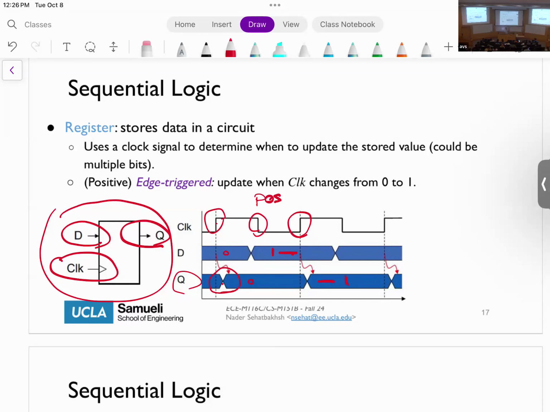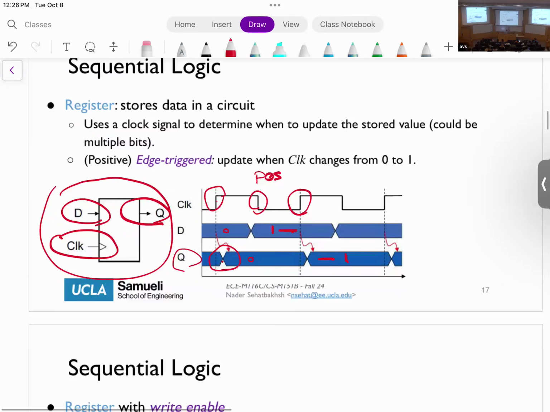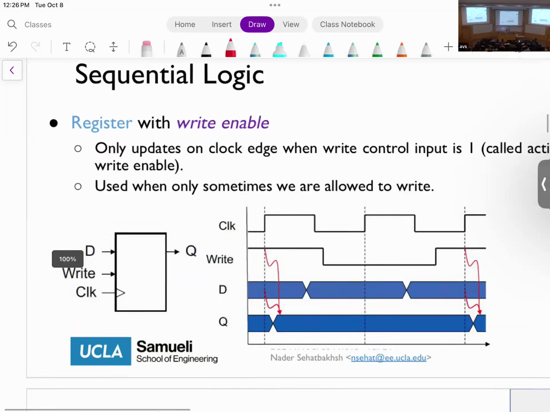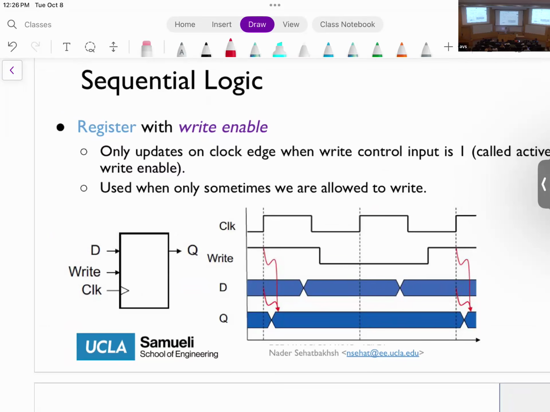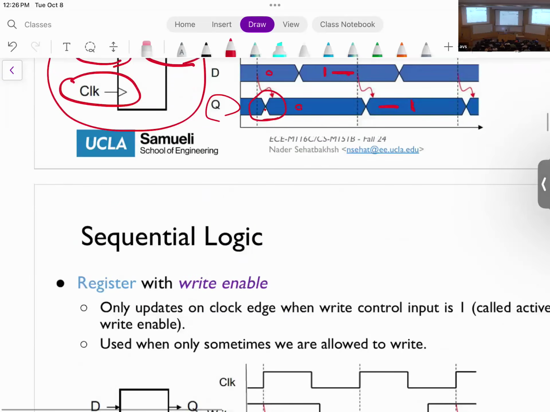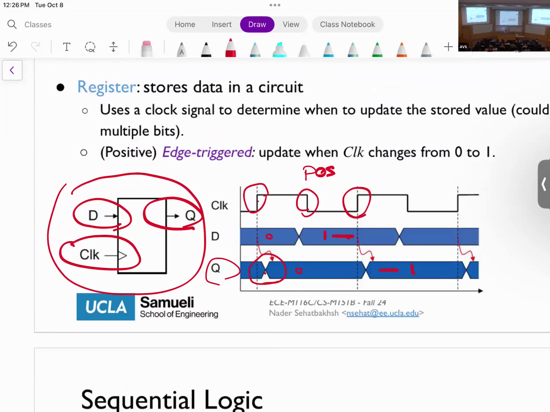If you didn't, I think it's a good time for you to review that as well, okay? Registers typically also have what we call a write enable. This is a control signal to enable the write. So this one that I showed you here always updates Q based on the positive edge of the clock. So by default, you always write to the register when the pos edge comes, okay?